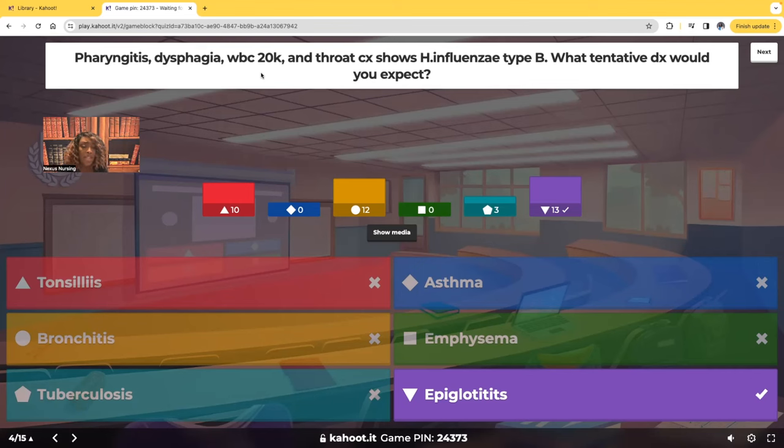Let's look at the other choices, guys. So we have tonsillitis. Tonsillitis is inflammation of the tonsils. Asthma, we talked about asthma. That's hyperconstriction of the airway. Bronchitis, emphysema. You see those two guys? Those are part of COPD. Asthma used to be, but it's no longer. And I'm going to explain to you why.